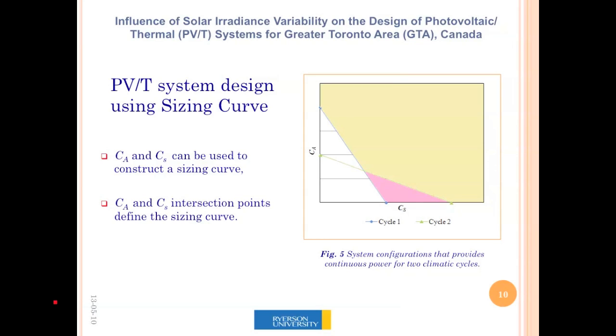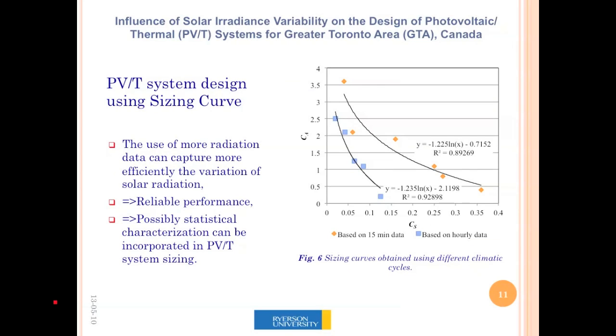So this is your supply. The supply is very reliable, which means that any combination of CA and CS, array capacity or storage capacity, will give you energy which can be supplied to the load for a given period of time without any interruption. This can be done for a given period of time, and then we get different sizing curves.